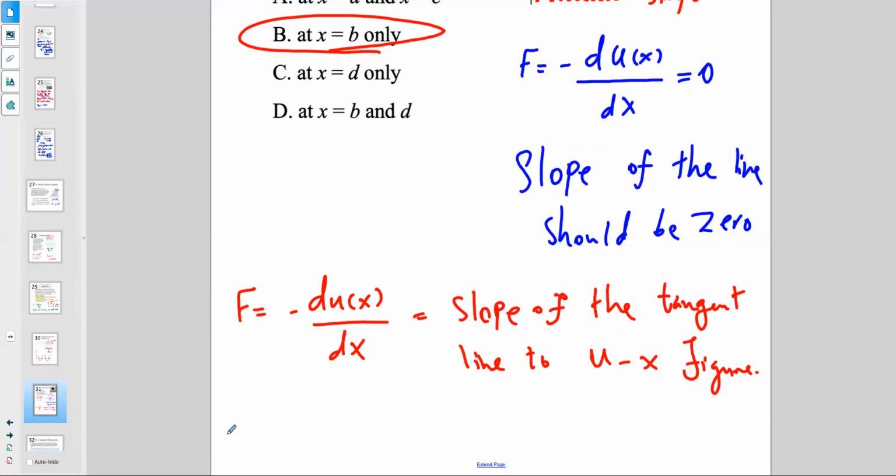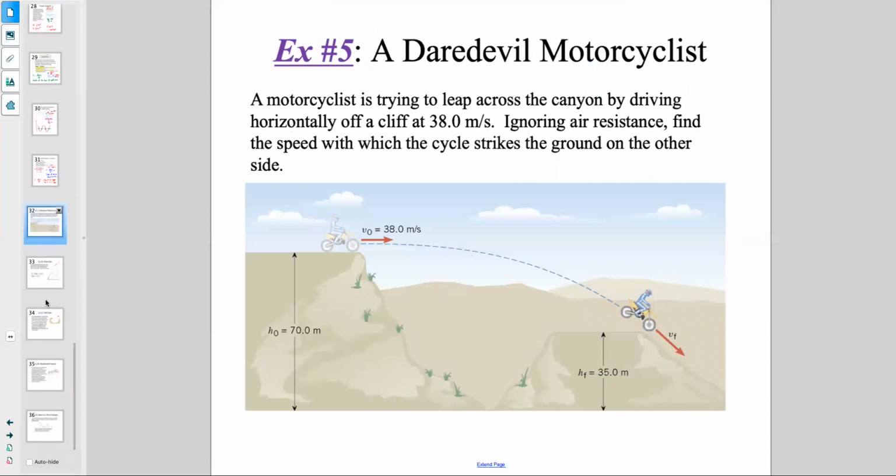Let's go over some examples here. So example number five, we have a motorcyclist that is trying to leap across the canyon by driving horizontally off of a cliff at 38 meters per second. So here, initial velocity is 38 meters per second. Ignoring air resistance, that's a very good sign because we're not dealing with non-conservative forces anymore. Find the speed with which the cycle strikes the ground on the other side. So in other words, we're looking for v final here.